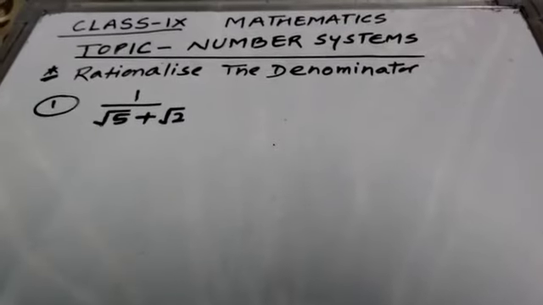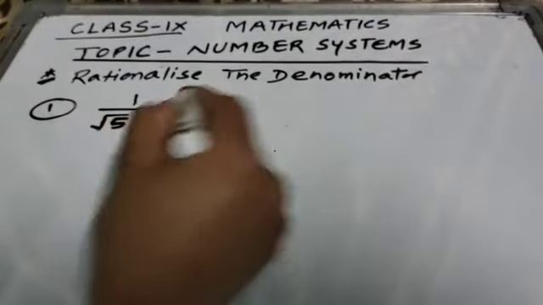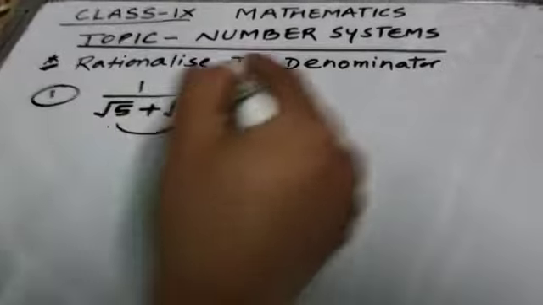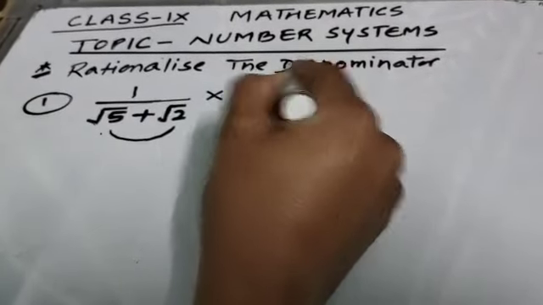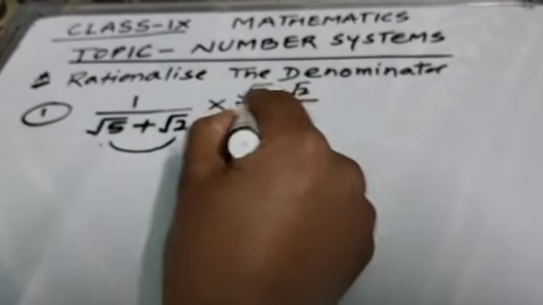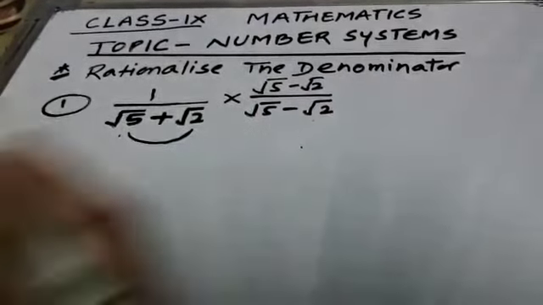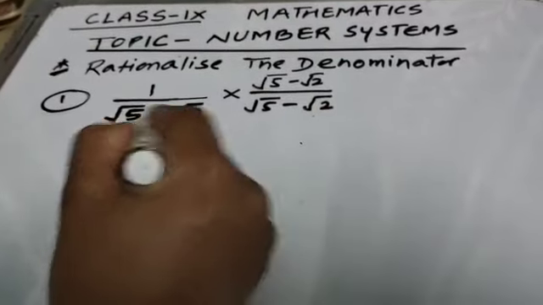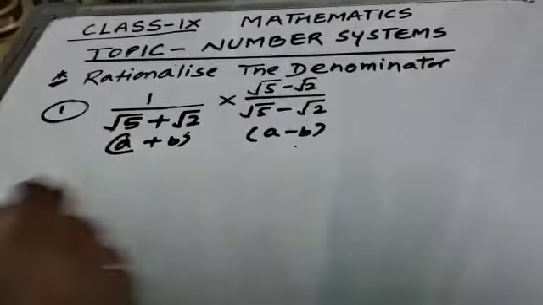You know the denominator of this is an irrational number. Then what will you do in the first step? You will multiply by the conjugate of this number, and the conjugate will be root 5 minus root 2. You will multiply numerator and denominator by the conjugate of root 5 plus root 2. In the next step you will solve it, applying the identity (a plus b)(a minus b). And how will you solve it?